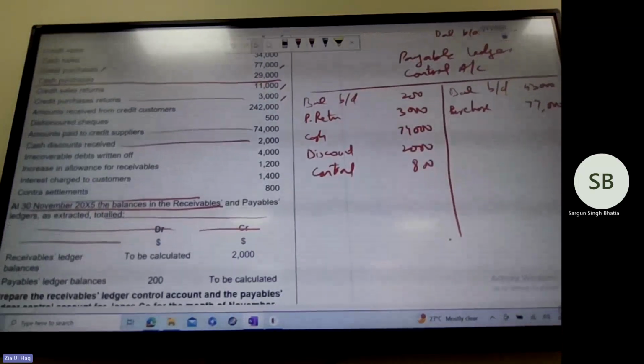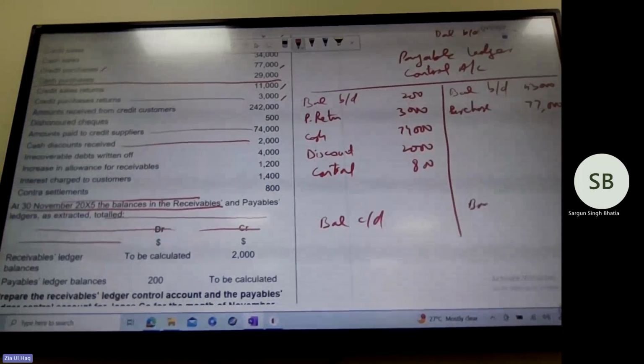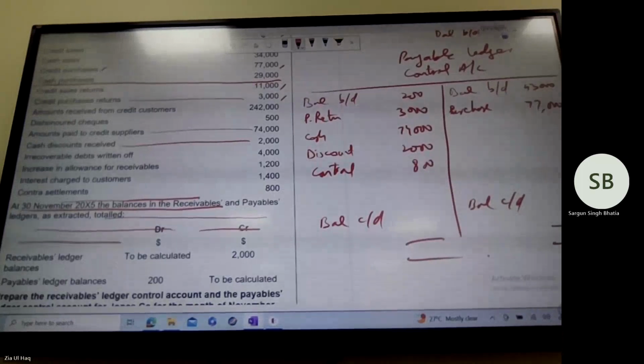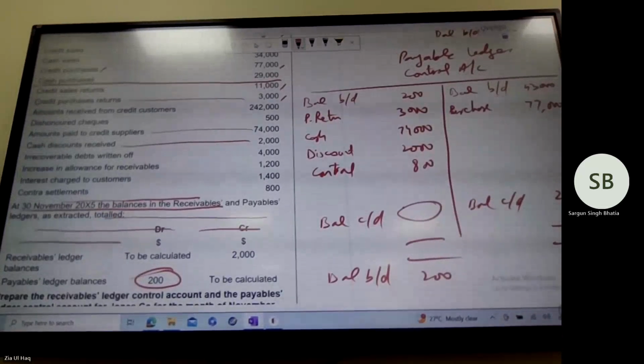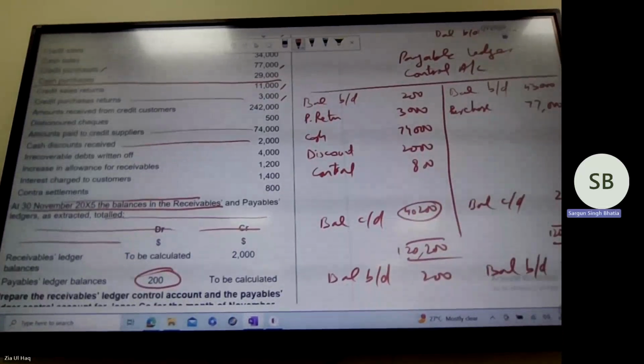And now what about the balances? Balance carried down. Where will this 200 go, either on the debit side or the credit side? This will go on the credit side because it's a next debit. Balance brought down 200. So we need to tally both and find this figure. What's the total of both sides? 120,200. And for the balancing figure, check if this is 40,200. Yes, sir, it's the same. Done.